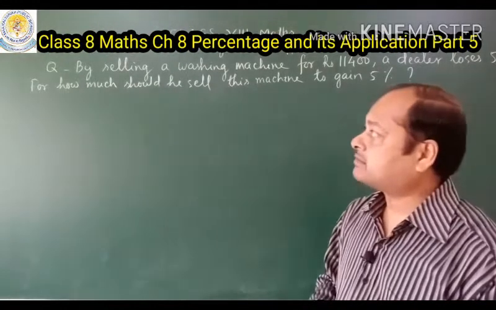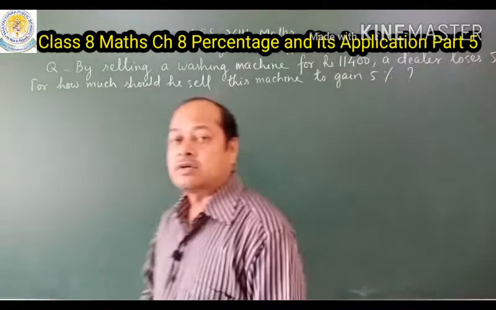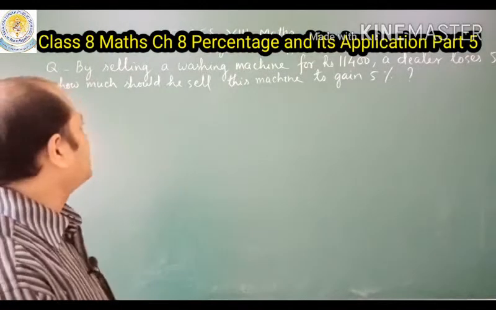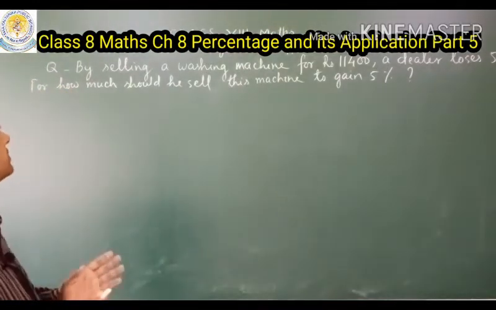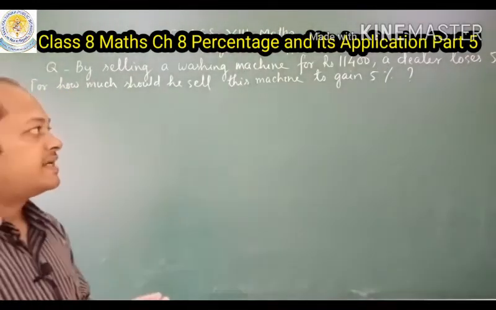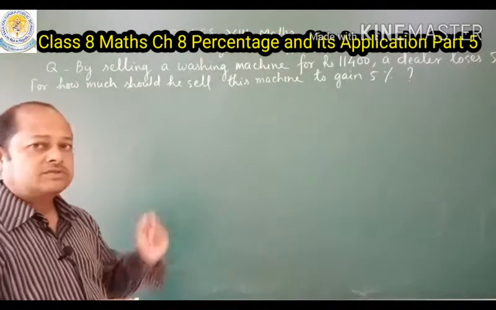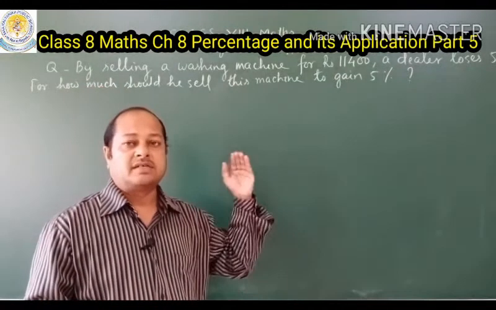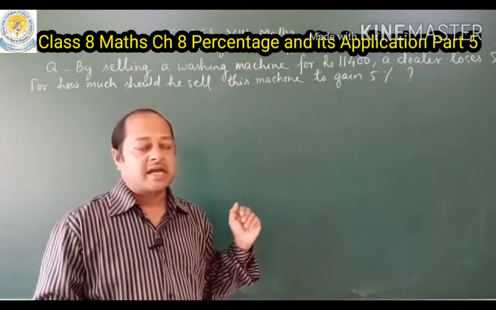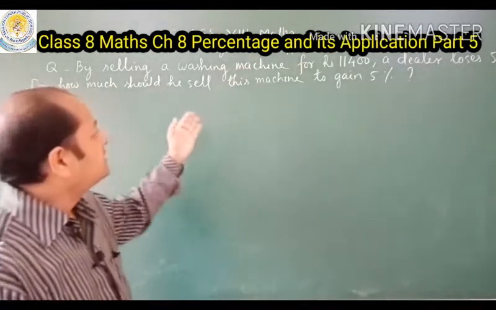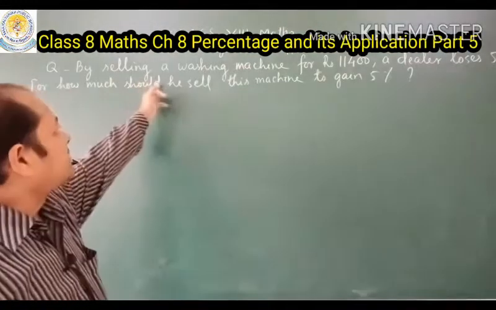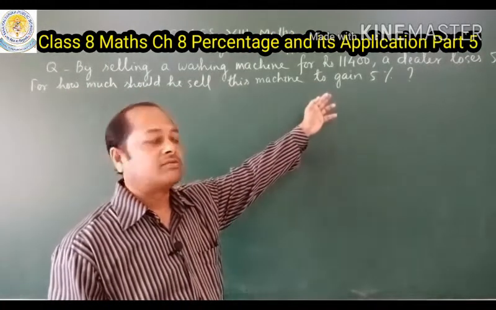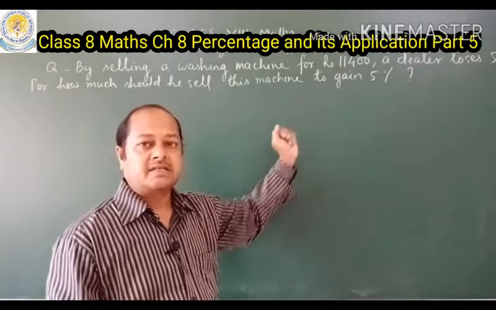The question says that by selling a washing machine for rupees 11,400, a dealer loses 5%. For how much should he sell this machine to gain 5%? So first of all, in a word problem or a story problem, we have to see what data is given, that is the input data, and what you have to find out. Here it is given that by selling a machine for rupees 11,400, that is the selling price.